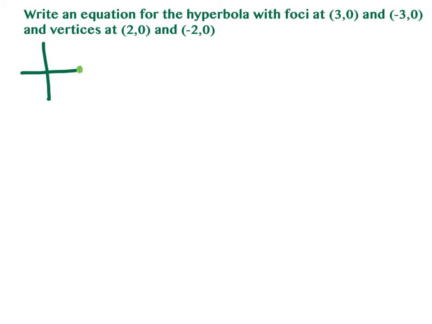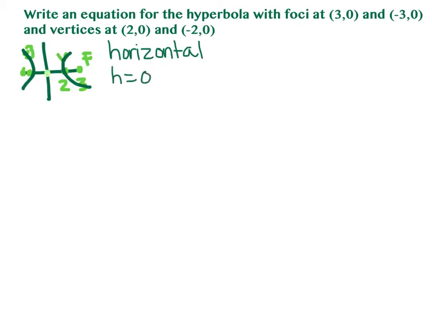But if our foci are at 3 and negative 3, and then our vertices are at 2, so that's a focus and that's a vertex, and negative 2, then that tells us by looking at the picture that this is going to be a horizontal. This tells us that the center is always halfway between the vertices. Our center is going to be 0, 0, so h is 0 and k is 0.